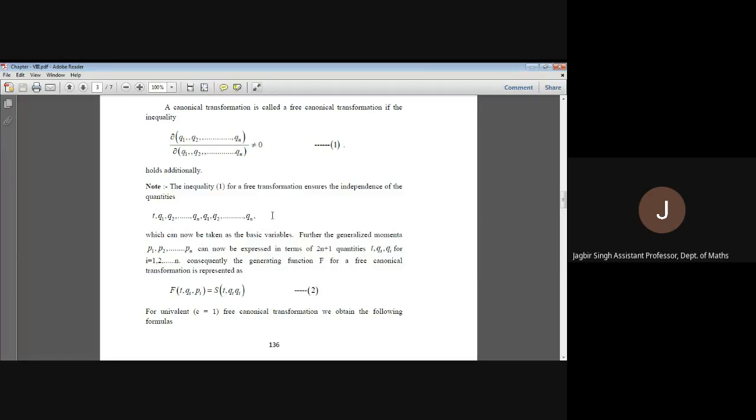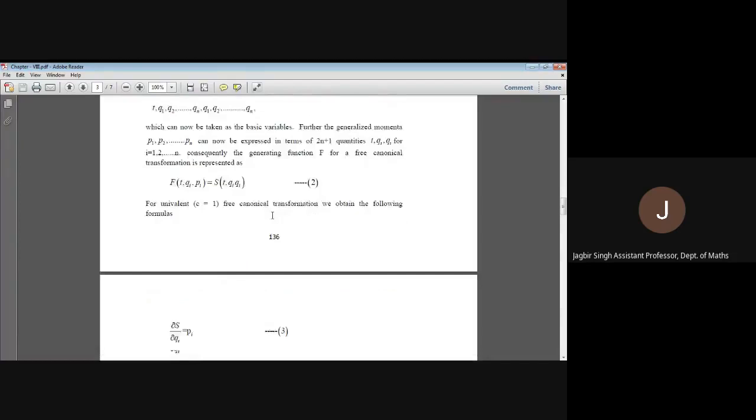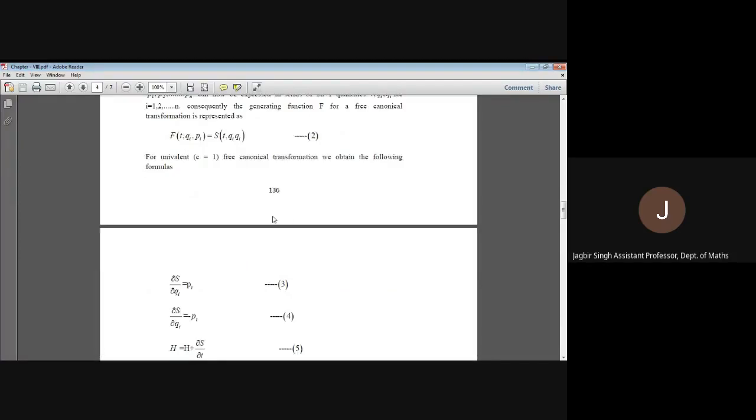So the new expression will exist. We are representing that with S. So S is a function of t, qi, and qi tilde. And now variation of F will be variation of S. And variation of S will be summation i from 1 to n, ∂S/∂qi δqi plus ∂S/∂qi tilde δqi tilde plus ∂S/∂t δt.